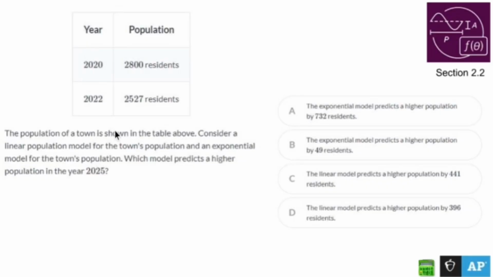The population of a town is shown in the table above. Consider the linear model for the town's population and an exponential model for the town's population. So I want to do this using linear regression, and I want to do this using exponential regression. And then once I do both of these, I'm going to see which one predicts a higher population in the year 2025.